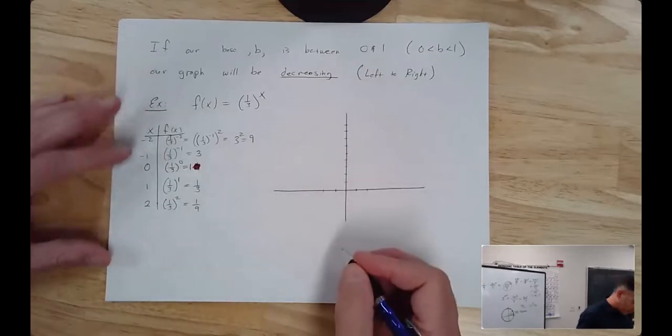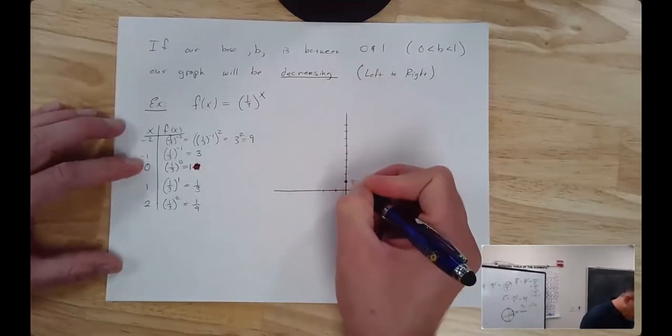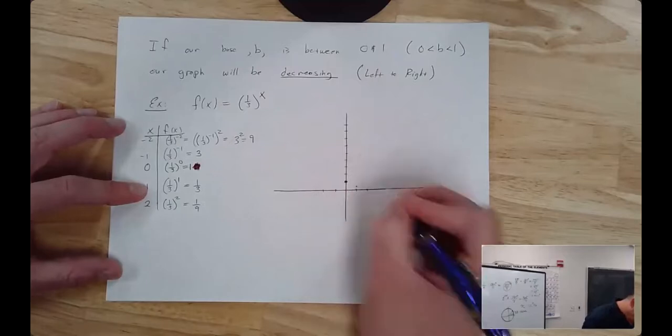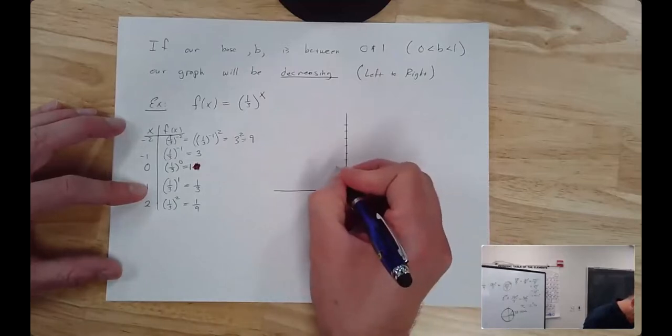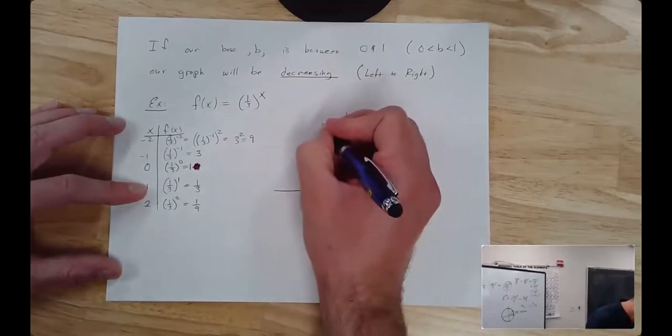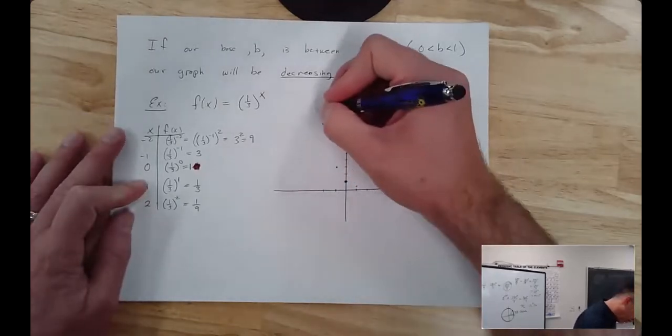But let's just graph this. At 0, we get 1. At 1, we get 1/3. At -1, we get 3. And when x is -2, y is 9. So there is the shape of our graph.